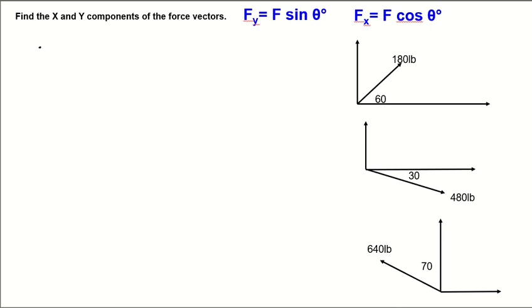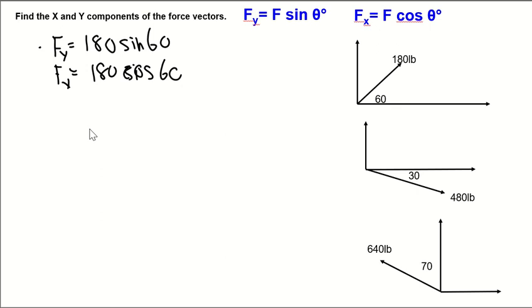So for this one, yep, still got it. F sub y equals 180 sine of 60. F sub x equals 180 cosine of 60. This one is going to be f sub y equals 480.